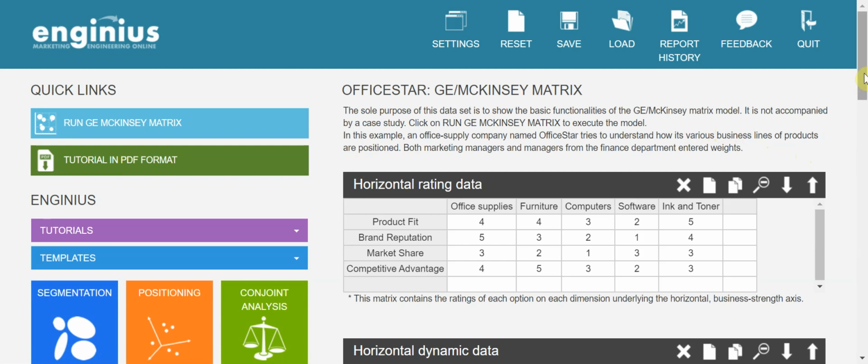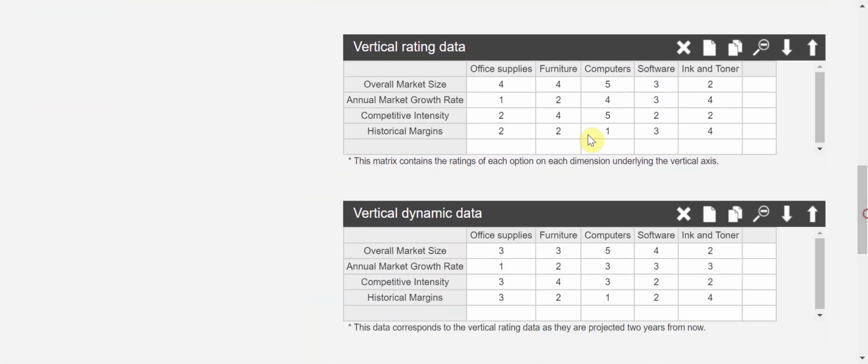So GE McKinsey Matrix is a method to evaluate different business units to allocate different levels of budget, right? So some units are more promising and some others are less promising, so you can allocate different amounts of money into the units, right? So in evaluating those units, GE McKinsey Matrix uses 2 different axes, horizontal and vertical.